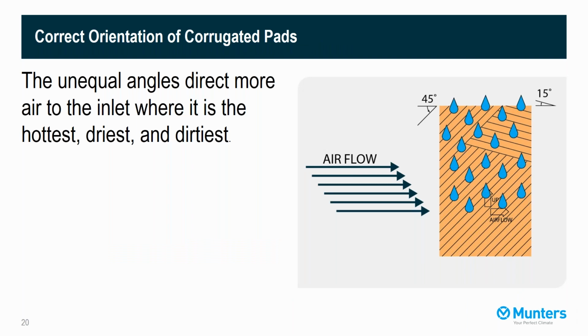So the correct orientation for our pads: there are directional indicators on the side of each pad, and what that shows with the 15 degree, that allows the air to enter the pad smoothly, and the 45 degree angle will direct the water towards the incoming air side of the pad, so that the air has a maximum amount of time to evaporate the water.